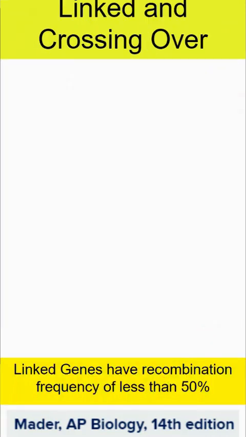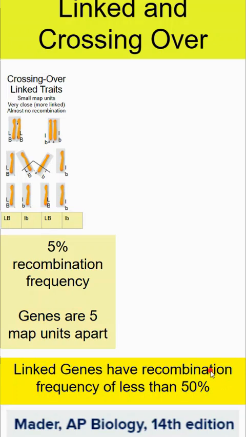Now, with linked traits, we also get into crossing over. So linked genes have a recombination frequency of less than 50%. As we start looking at this, again, during synapsis, during prophase 1 of meiosis, we can have this crossing over take place. And if the genes are really close, they would be like only 5 map units apart. That 5 map units comes from the chance of recombining these genes being only 5%.